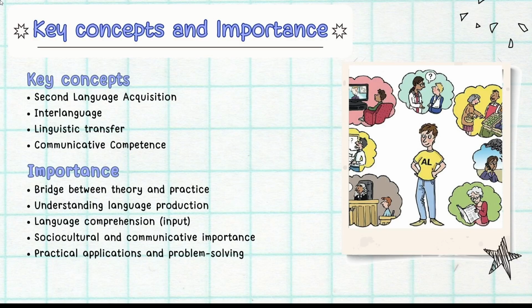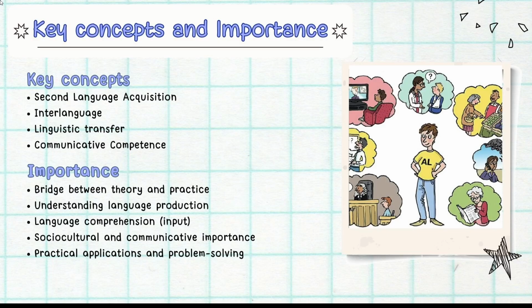Another key idea is linguistic transfer. This happens when learners use rules from their first language in the new one. Sometimes it helps. It is positive transfer, but sometimes it causes mistakes. That's negative transfer. Applied linguistics also talks about communicative competence.